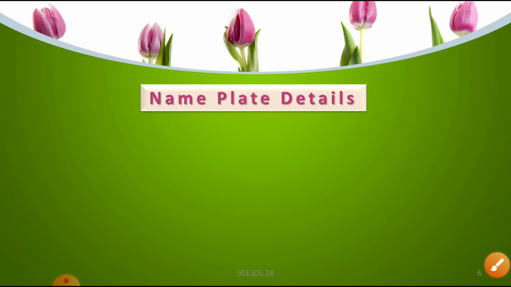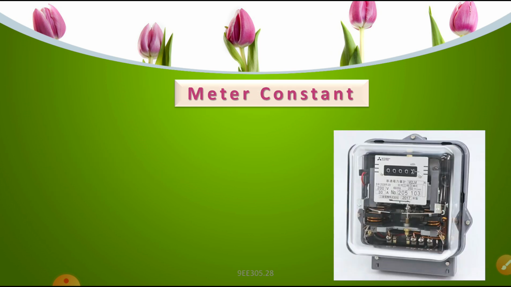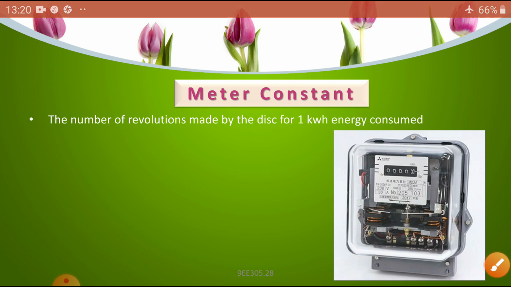Okay, very good. Now, what are the nameplate details? It gives the supply voltage, the full load current, the number of revolutions per kilowatt hour, that is the number of units, and the meter constant also. And how are we going to calculate the meter constant? We can see here there are nameplate details present inside. So check what the meter constant is there.